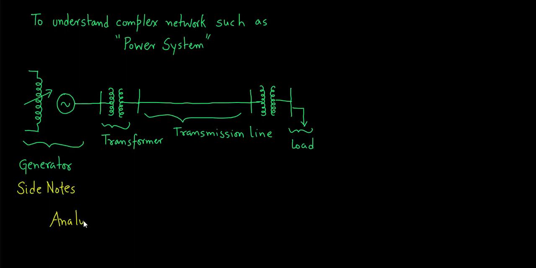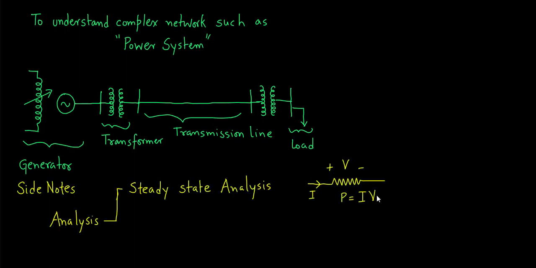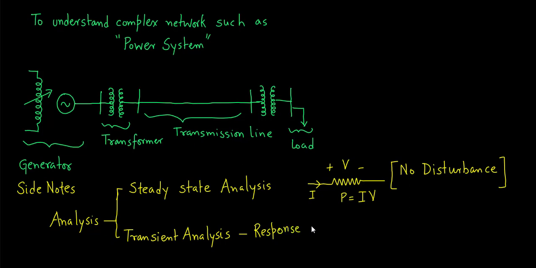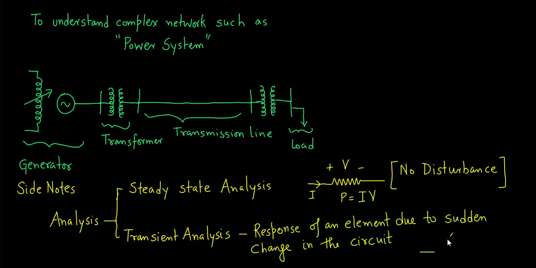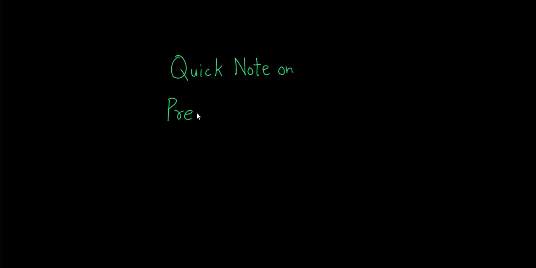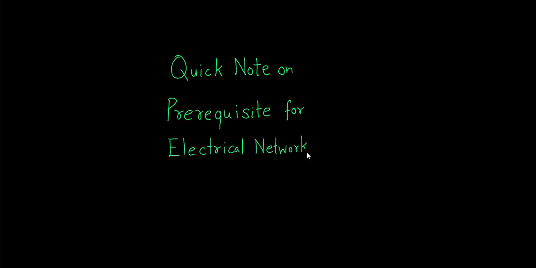Side note: in steady state analysis, we find current and voltage across power for each element, keeping in mind that there are no sudden disturbances. While transient analysis deals with how electrical elements behave when they are subjected to a sudden change in the network, such as what happens when the switch position suddenly changes. Let us make a quick note of the prerequisites for the subject, which will be very handy to learn electrical networks. Okay, let's start with electrical elements.